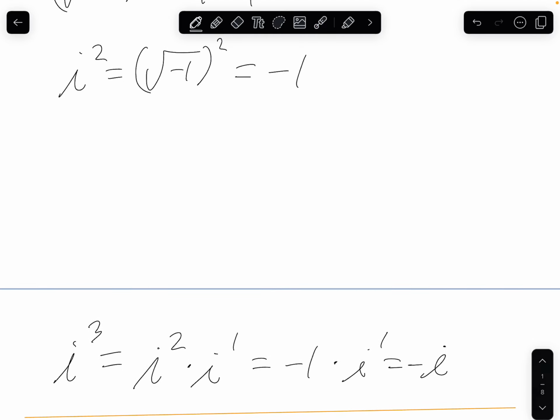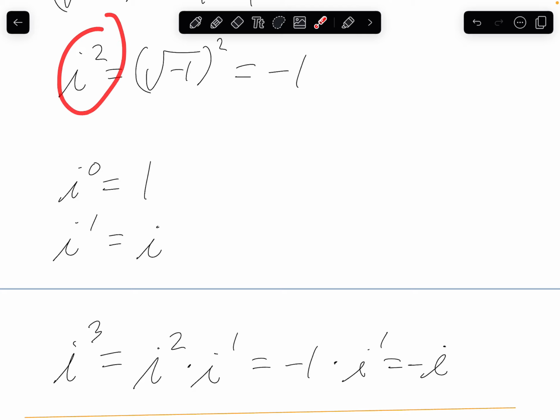First of all, anything to the 0 power is equal to 1. This is a definition of 0 as an exponent. We discussed this as well when we did our exponents unit. Anything to the first power is itself. This is another basic property of exponents. We talked about i squared, so let's talk about i to the third power right now. Remember how exponents behave when multiplication is involved. The exponents get added together.